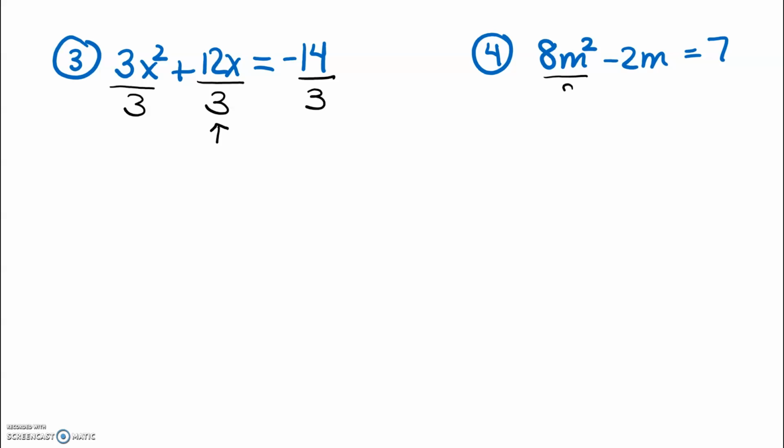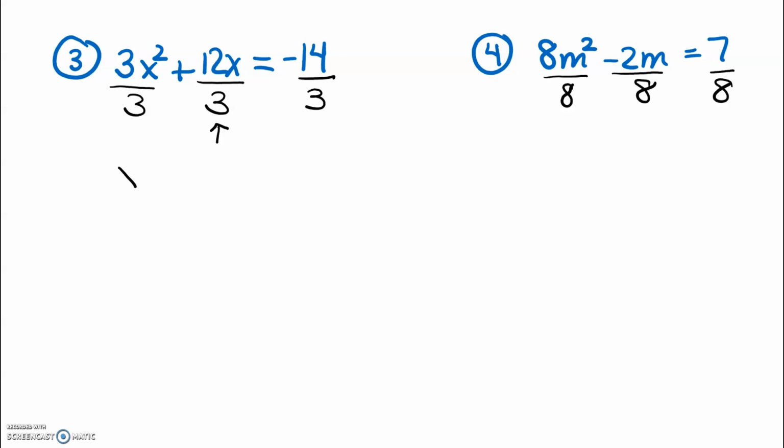Let's look at 4. If I divide all my numbers by 8, the number in front of just the m to the first power is going to be a fraction. I would choose not to use completing the square for this one. I would choose the quadratic formula. So for this one, I would choose completing the square. This one, I would choose the quadratic formula because it doesn't lend itself easily to completing the square.